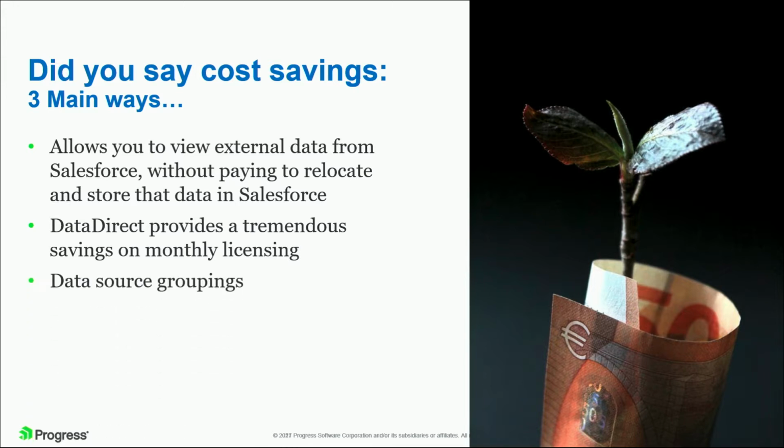And finally, data source groupings. DataDirect allows you to perform data source groupings, which can reduce the number of Salesforce Connect licenses that you need. The fewer that you have, of course, the less that you'll be paying on a monthly basis, while still allowing you to access multiple data sources, which is common in the market today.